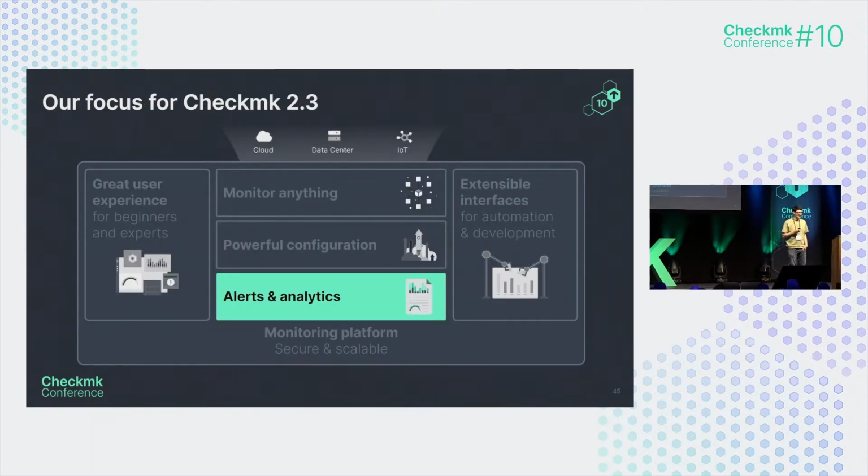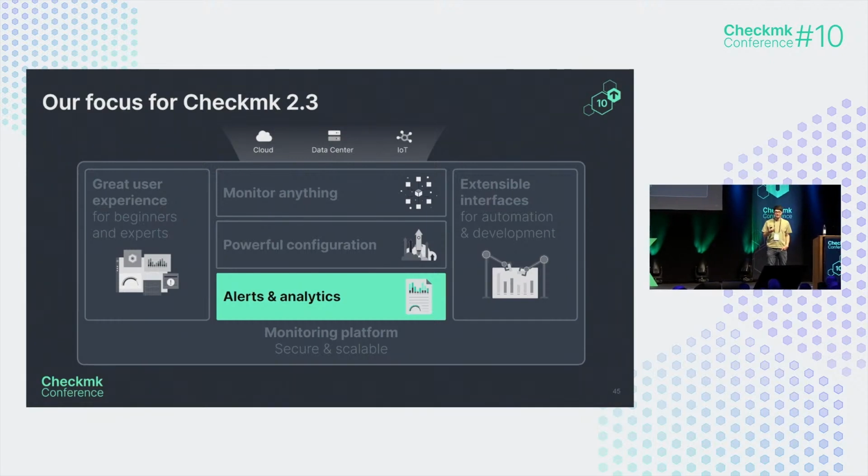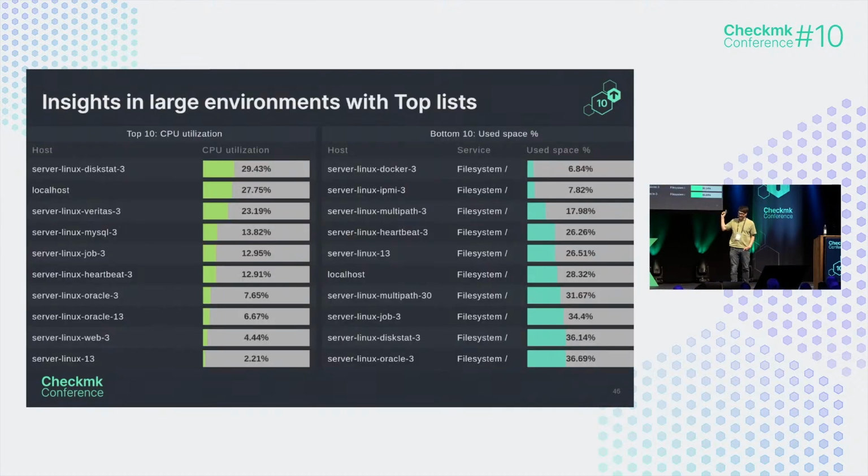A monitoring without alerts and good visualization is like a laptop without a screen. It's nice, but you can't really do anything with it. So we fulfilled a couple of long-time user dreams, and one of them is the so-called top list. Something which now works in also very large environments is possible with that. You can, for example, look at which systems have the highest CPU load, or which file systems are utilized the least.